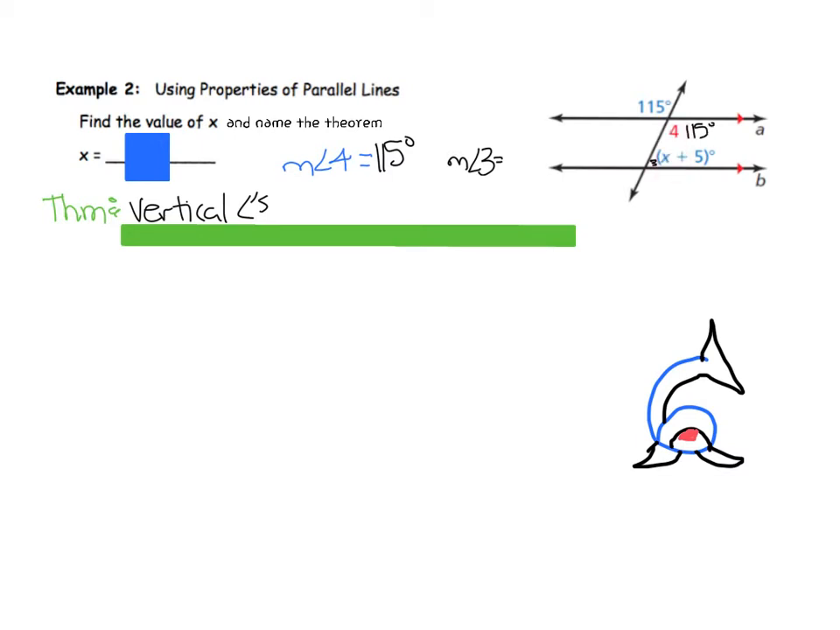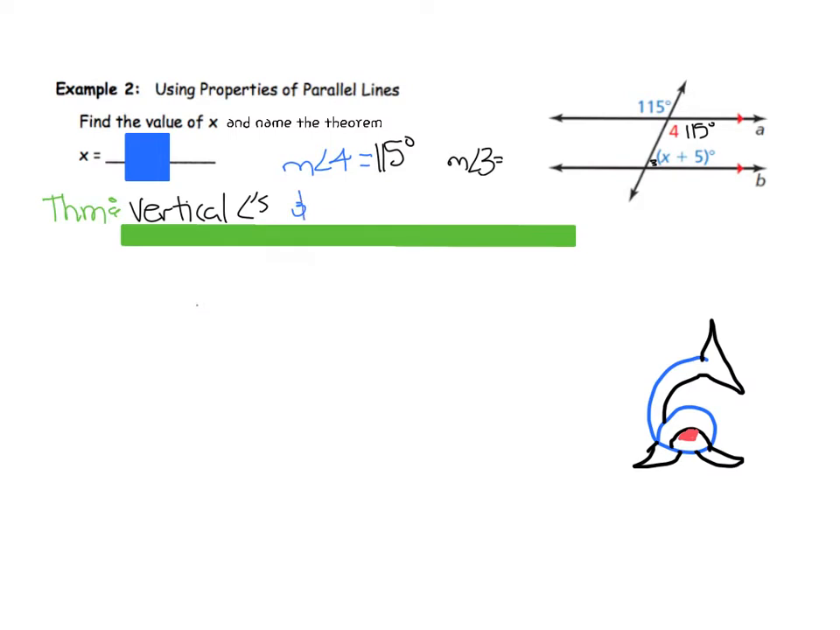Which one of our new theorems can we use that we learned about that compares these two together? Now these two, they're on the same side, so I know they're consecutive, and they're interior, they're inside, so same side interior, consecutive interior. And what I know about consecutive interior angles is that they're supplementary, meaning that they add up to 180 degrees. So we can add these two together and make it equal to 180.